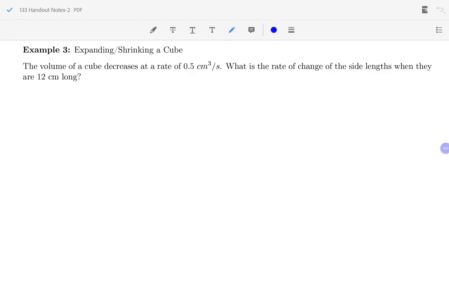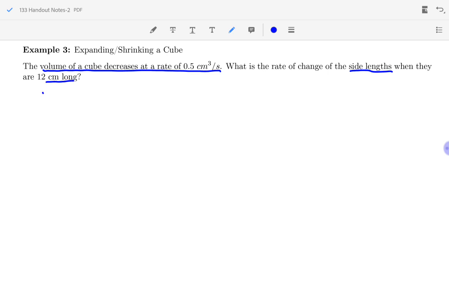So the next shape we have for related rates is expanding/shrinking a cube. The volume of a cube decreases at a rate of 0.5 cubic centimeters per second. So we're going to talk about volume, and we want to figure out what is the rate of change in the side lengths when they are 12 centimeters long. So we have volume and we have side lengths.